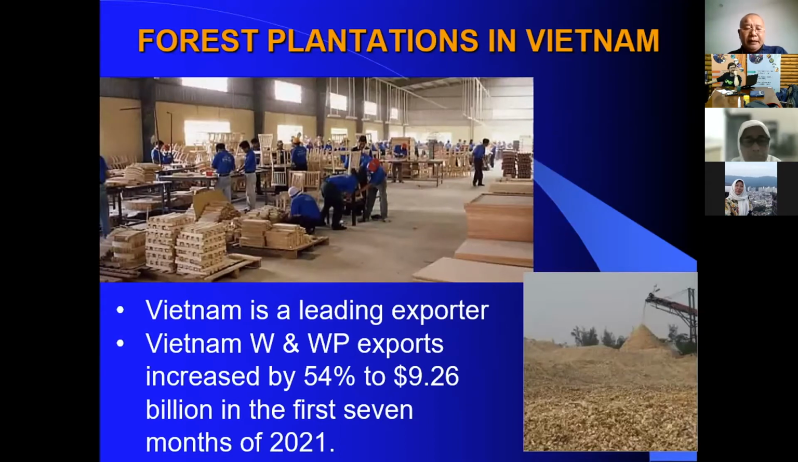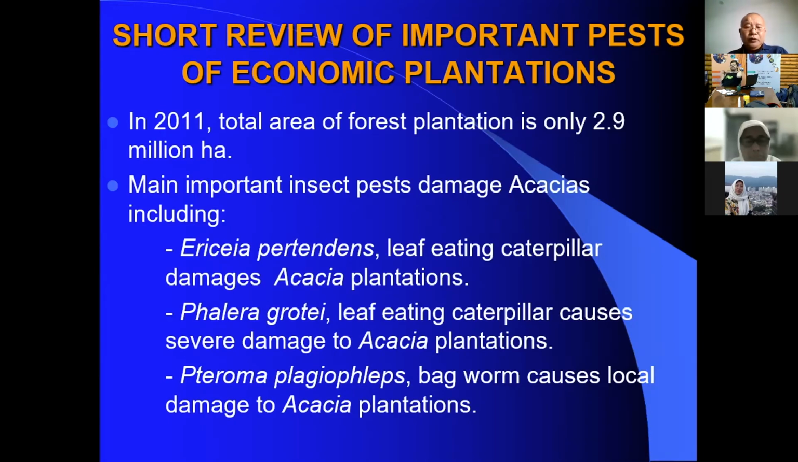Vietnam is the leading exporter of wood and wood products in the world. Mainly the material for the wood products comes from the plantation, not from the natural forest. So the economic plantation contributes to the economy of Vietnam. Now I talk briefly about the insect pests and disease of economic plantation.